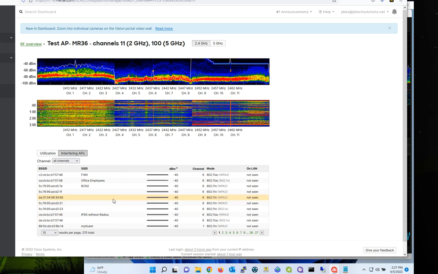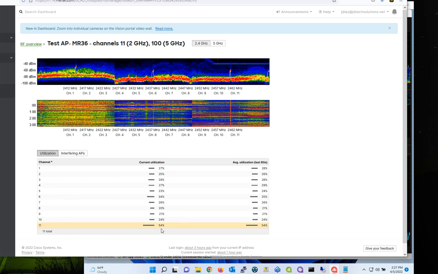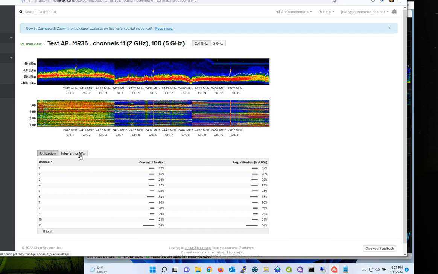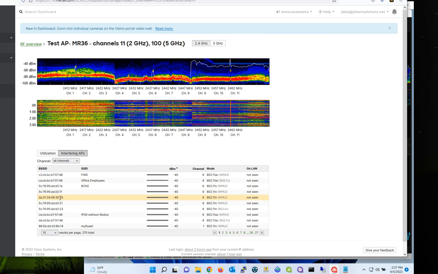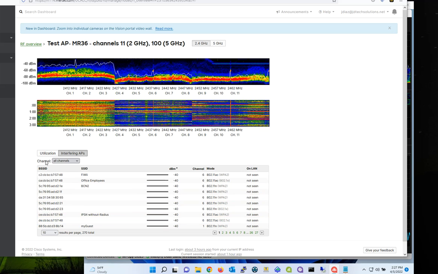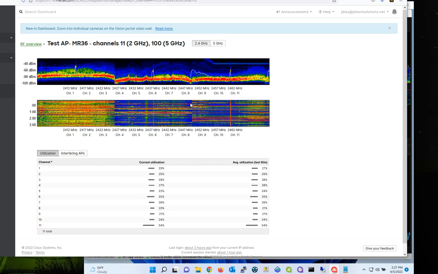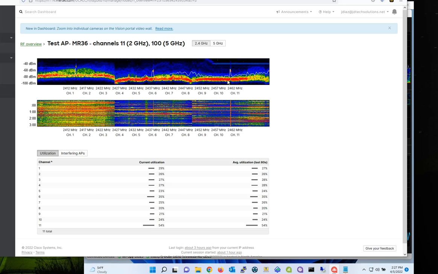So let's say you're saying, oh my God, I have like 54% channel utilization on channel 11, what access points or antennas do I have to turn off so I decrease the utilization? Well, maybe the noise is coming from non-Wi-Fi devices and you don't have any control over that, right? So just keep that in mind.